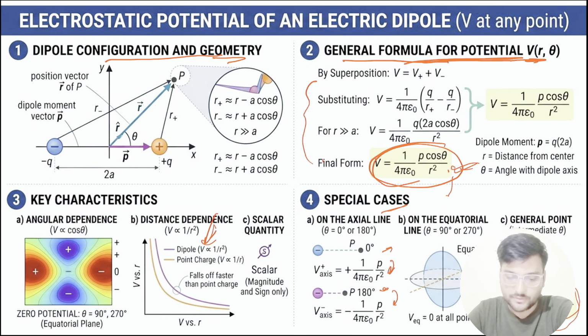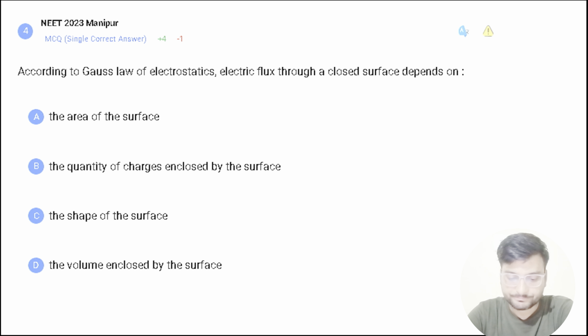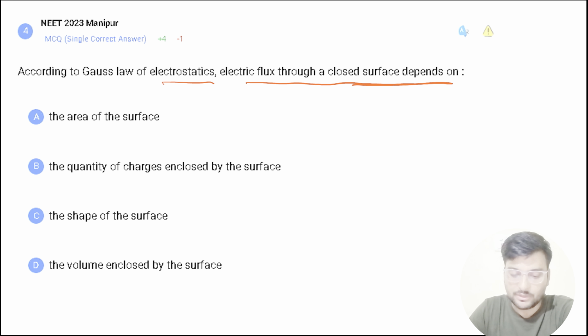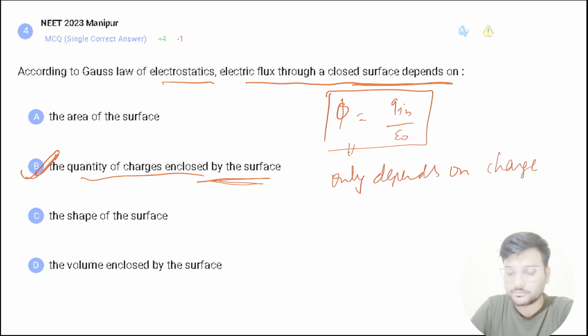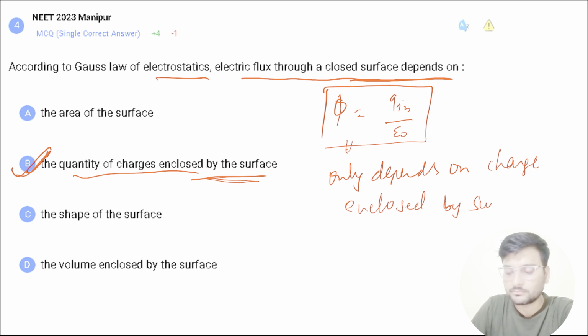Now in the next question, we are talking about Gauss law. According to Gauss law, the electrostatic flux through a closed surface depends on what? It depends on the charges inside the surface. That is very, very important. So the quantity of charge enclosed by the surface. This is explained in Gauss law. We can say phi is equal to q in by epsilon naught is the formula. So it only depends on the charge enclosed by the surface. So this is the flux.